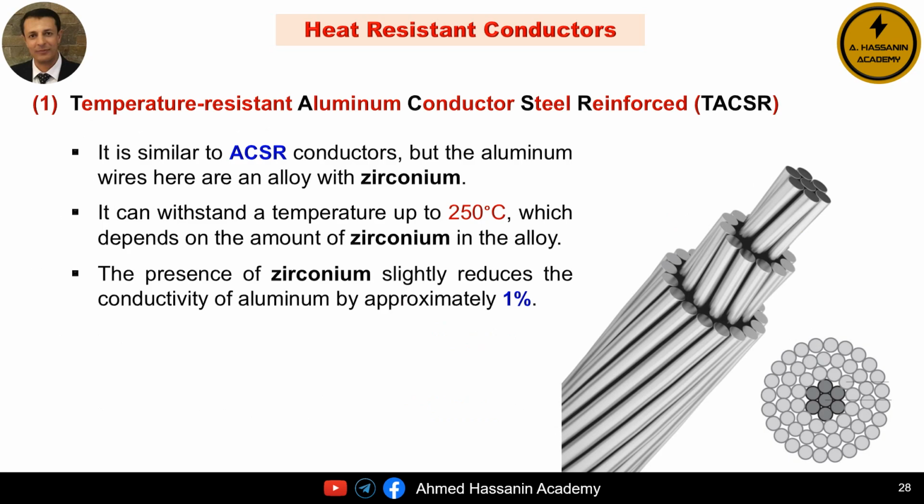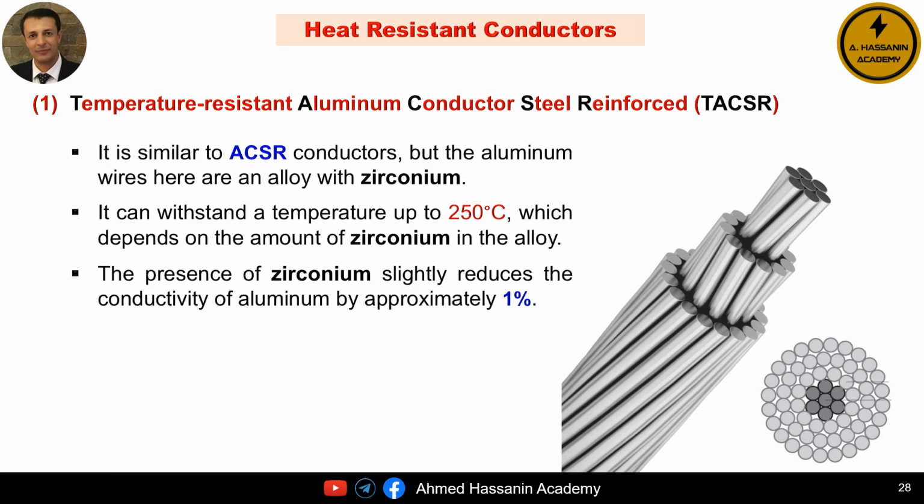The first type of heat-resistant conductor is the temperature-resistant aluminum conductor steel reinforced, TACSR. This type of conductor consists of heat-resistant aluminum conductors reinforced with steel. These conductors are very similar to ACSR conductors, but the aluminum used here is an aluminum zirconium alloy. The presence of zirconium allows the aluminum to retain its mechanical properties even when exposed to high temperatures. It is also important to know that this type of conductor can withstand temperatures up to approximately 250 degrees Celsius or even 300 degrees Celsius without losing its mechanical properties.